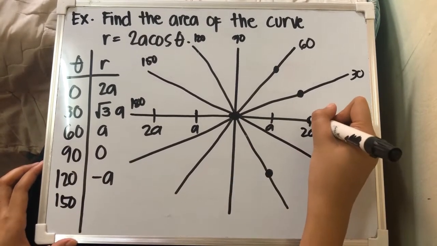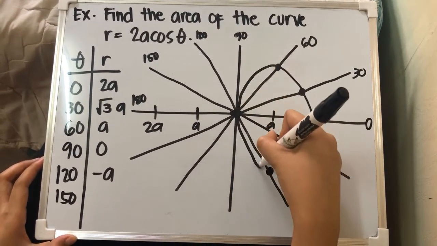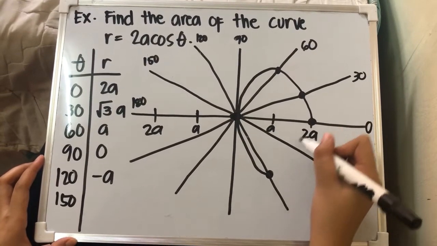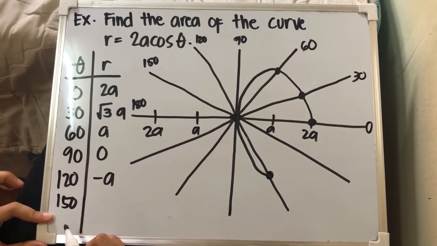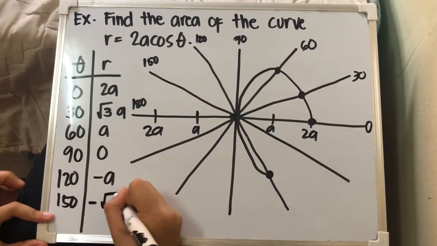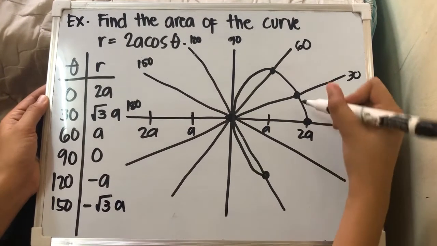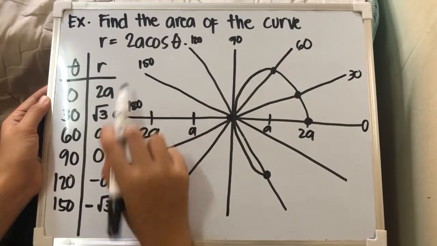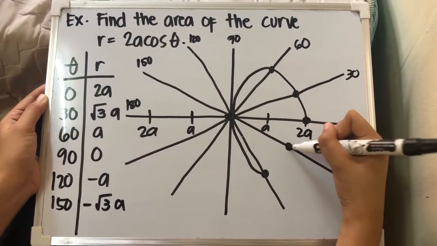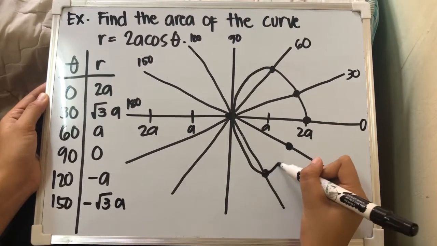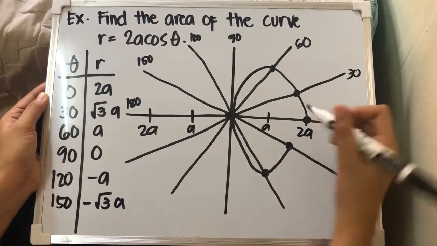Because if you try to create a polar curve from this one, this is just until here. Meaning to say it is still open here. So we need to continue with 150. 150 is negative square root of 3a. So this is 150 and it's negative. Now, it will go to the opposite direction. So it's here. If you try to close this one, it's still open here. So we need to continue.